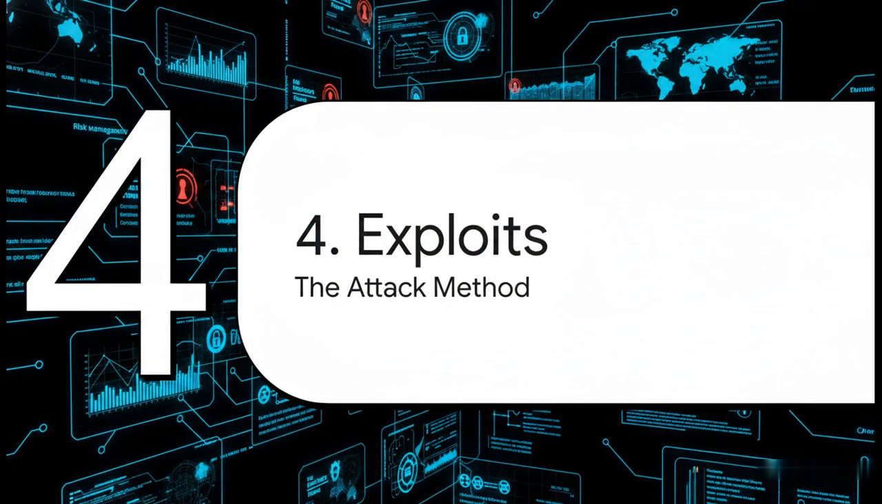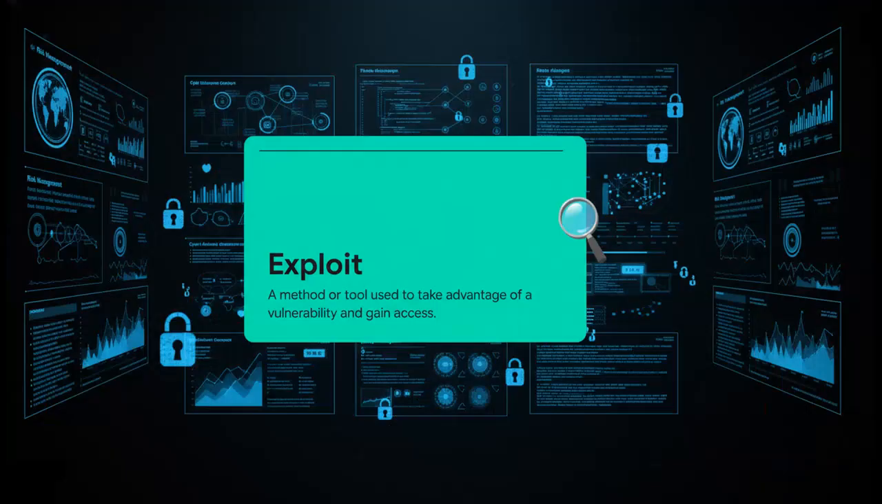So we know the weakness, we know the danger, and we know the risk. Now we need to look at the weapon itself. Section 4, Understanding Exploits. An exploit is the specific method, tool, or piece of code that a threat actor uses to take advantage of a vulnerability. Going back to our metaphor one more time, if the vulnerability is the unlocked door and the threat is the thief, the exploit is the literal act of the thief turning the handle and pushing the door open to get inside. It is the actionable technique.